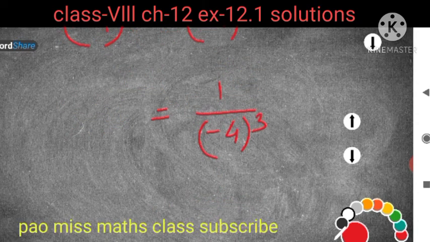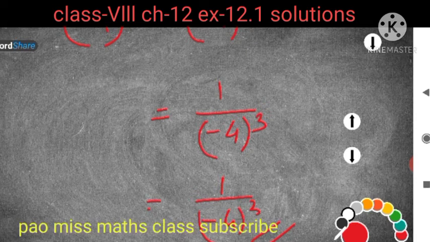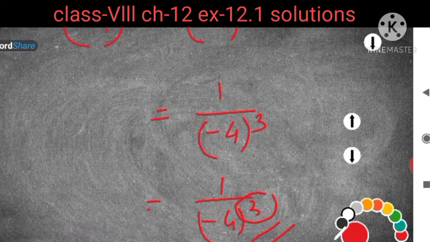So what is the answer now? Minus 4 to the power 3. That means 1 upon minus 4 to the power 3 is your answer. Now the question says it should be in power notation and the power should be positive. Now you can see the power is positive, isn't it? So this is the answer for this question.